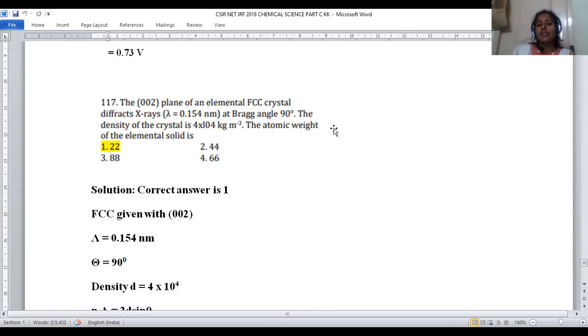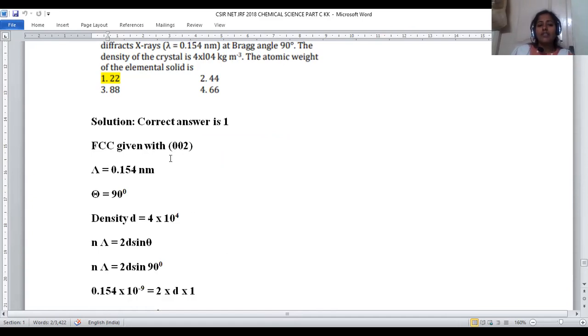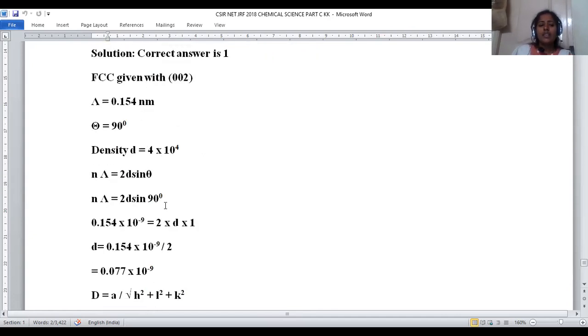Here, the requirement is atomic weight calculation. For that purpose, an FCC lattice was given where 002 Miller indices are provided. Lambda value is given as 0.154 nanometers and angle theta is given as 90 degrees. Density value is 4 into 10 to the power 4.